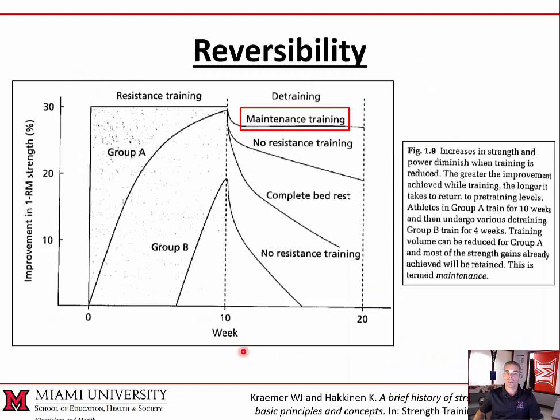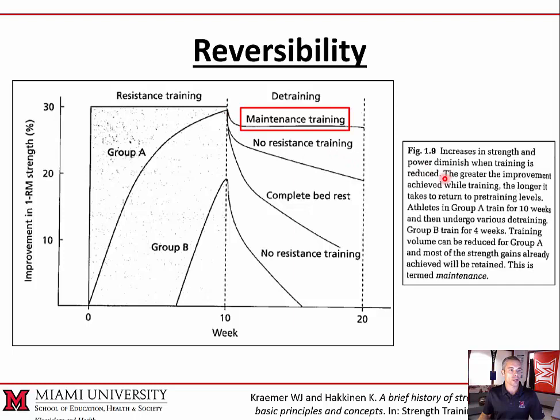So here's an example of the reversibility principle. Here we have increases in strength and power over the course of either 10 weeks of training, we see here in Group A, and then Group B, they only train for 4 weeks. The training does not matter here. In this case, the 10 weeks of resistance training resulted in this increase in the 1 RM strength, about a 30% increase, whereas as expected with shorter durations of training, an increase but not to the same magnitude as the longer duration training program.